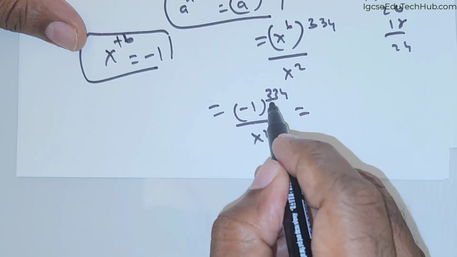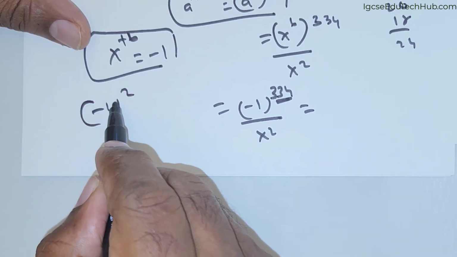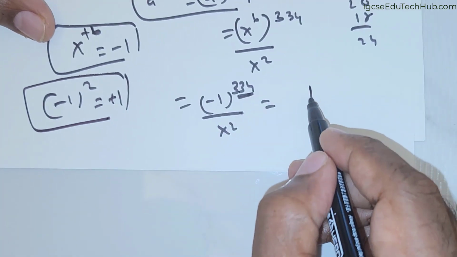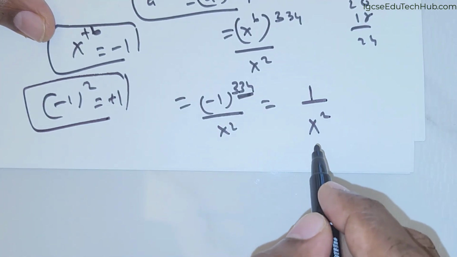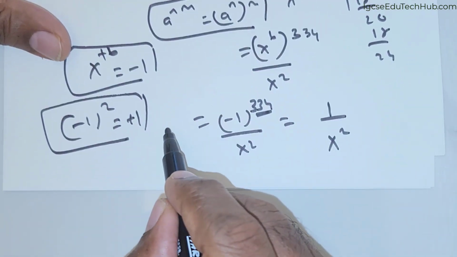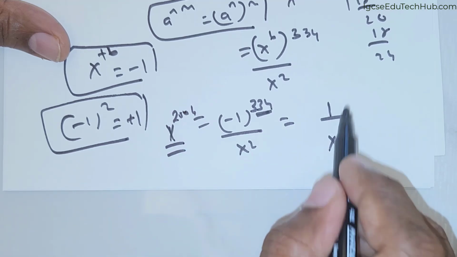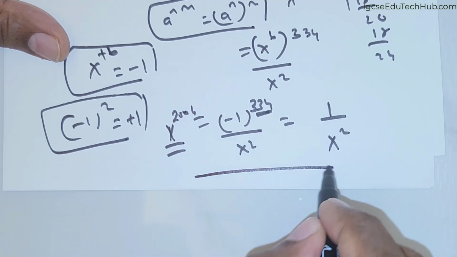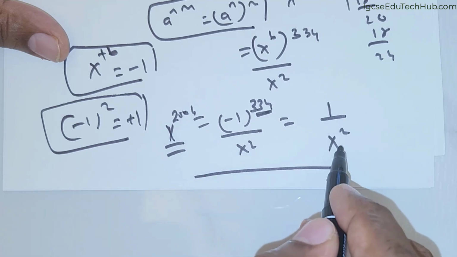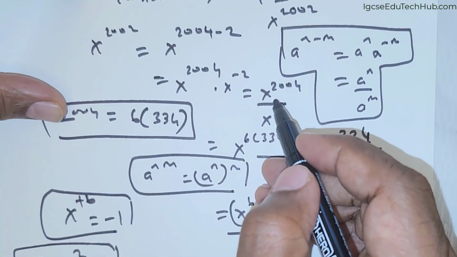So what is this? This is an even number. You are raising negative 1 to the power of an even number, you get what? Positive 1. So this is going to give you 1 over x squared. So ultimately what have you done? You have reduced x raised to the power of 2004 to 1 over x squared. Isn't it beautiful? Okay, so x raised to the power of 2004 is 1 over x squared, and we have to deal with this quantity also.